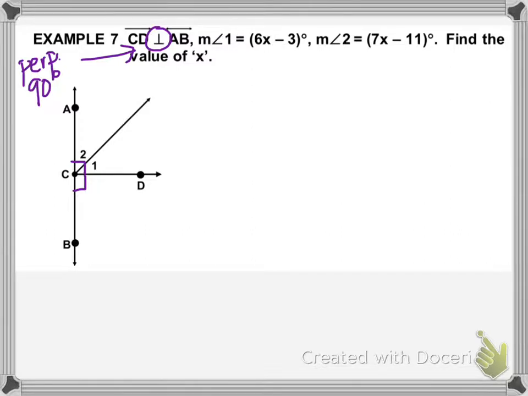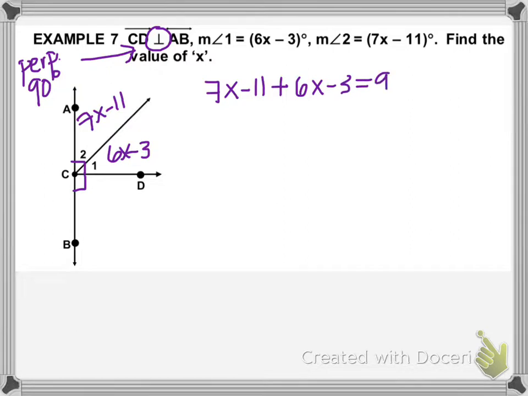I have an expression for angle 1, which is 6x minus 3. And I have an expression for angle 2, which is 7x minus 11. Together, those two angles should add up to 90. So we'll go ahead and set up this equation. 7x minus 11 plus 6x minus 3 equals 90. Let's go ahead and combine like terms. 7x plus 6x is 13x. A negative 11 and a negative 3 combine to make a negative 14, and that equals 90.